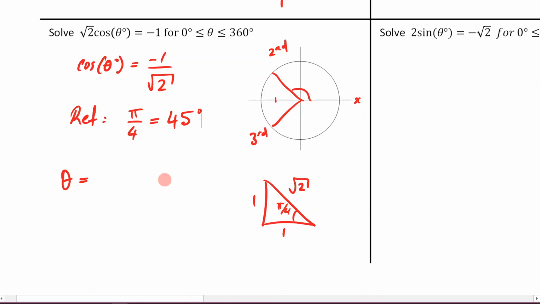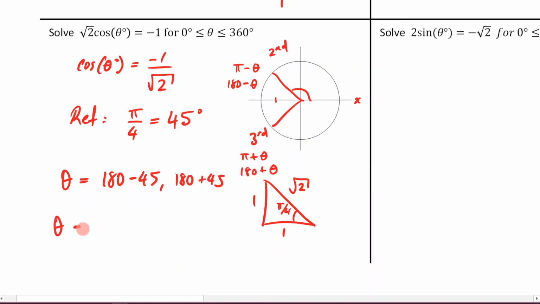Now, I don't know about you, but many people find it more tricky to memorize the different degrees of each quadrant. So remember, we can utilize what we know, and that is, here is pi minus theta, which is 180 minus theta. And then down here, it's pi plus theta, or in other words, 180 plus theta. So with that information, for my second quadrant, it's going to be 180 minus 45, and for my third quadrant, 180 plus 45. So my answer is going to be 135 degrees, and over here, it will be 225 degrees.